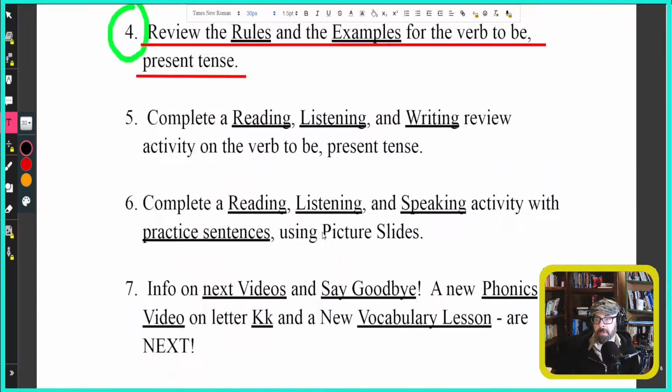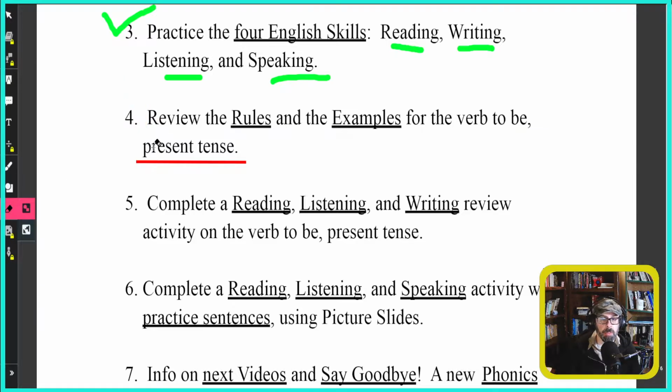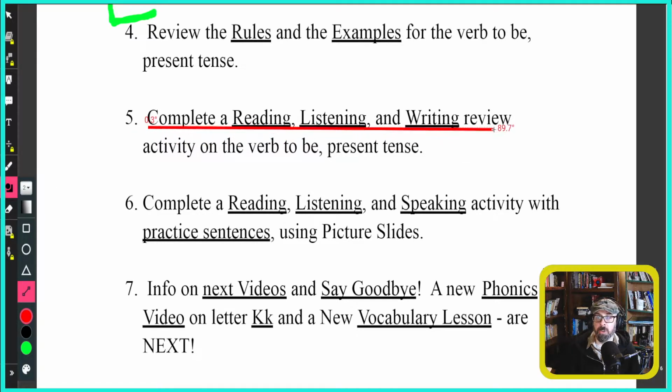Let's go back up to our sheet. So number 4, the review is complete. We're finished with number 4. Okay, number 5. Let's work on number 5. Number 5 is an activity to complete a reading, listening, and writing review activity on the verb to be, present tense. So this is going to be a chance to write.